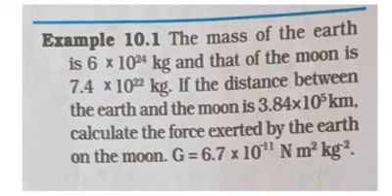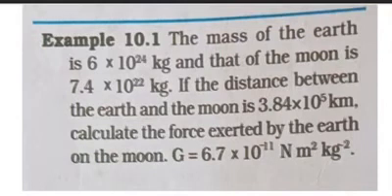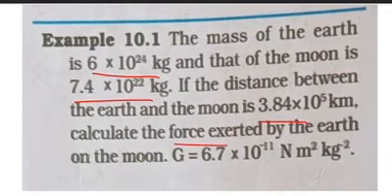Now here we have one problem. Let us solve this. What is given? Mass of earth is 6 into 10 power 24 kg, and that of moon is 7.4 into 10 power 22 kg. Now the distance between the moon and earth is given. What do they ask us to calculate? Calculate the force exerted by earth on moon, and the gravitation constant is given.